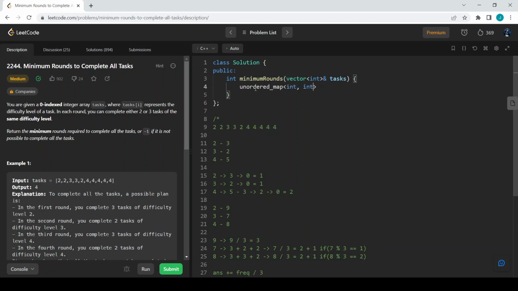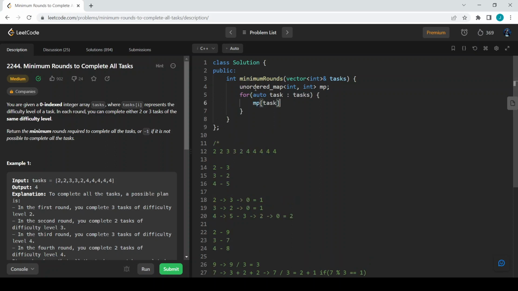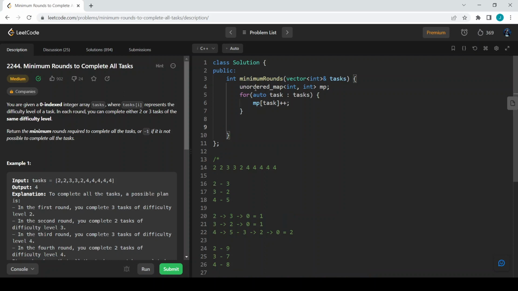We declare a map from int to int and take the frequency, for each task in my tasks, we will just increment the count. Now we have the frequency. I will name this as frequency itself. Now we can traverse the map, for auto ampersand task comma count in my frequency map.